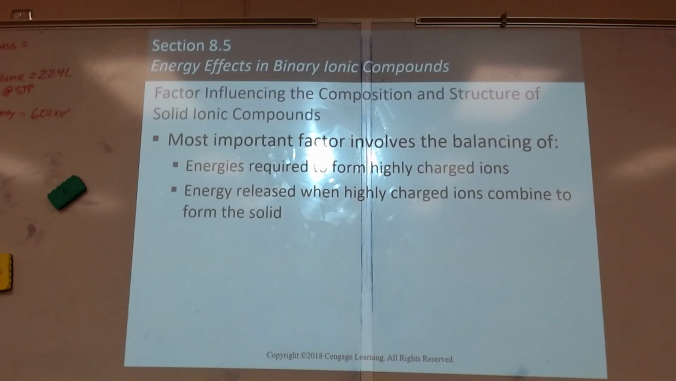Let's see. We've got to balance the energies to form the charged ions. So you can imagine for aluminum to become an ion, we've got to get 3 electrons off of it, right? The first ionization energy is just the energy required to take the 1 off. But in order for aluminum to become the aluminum ion, we've got to take 3 electrons off. Okay, and then we're going to balance that with the energy released when the ions combine, when they pop back together, okay?